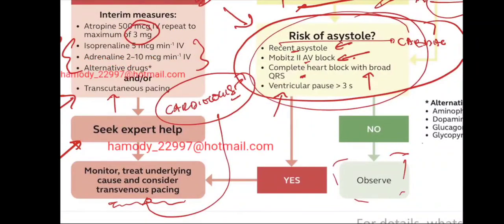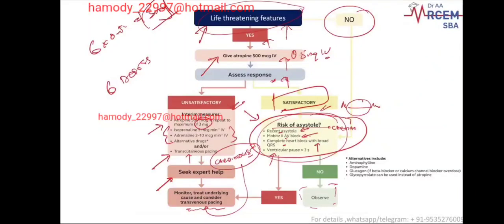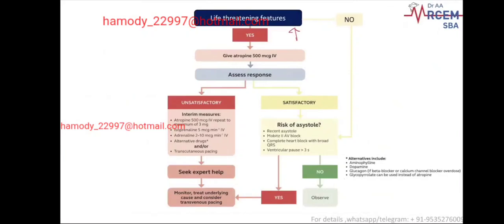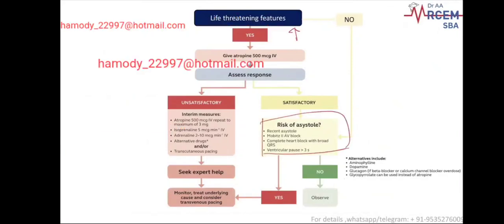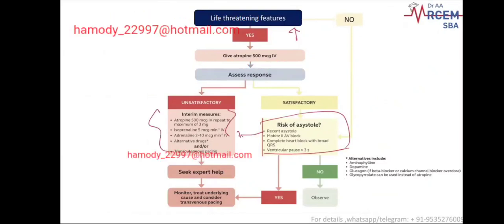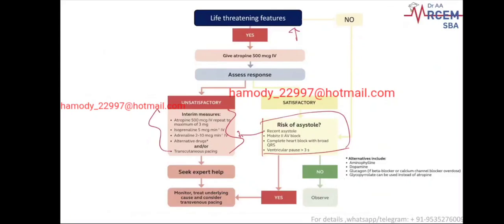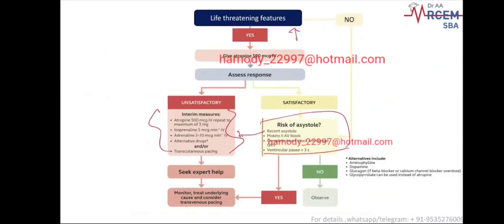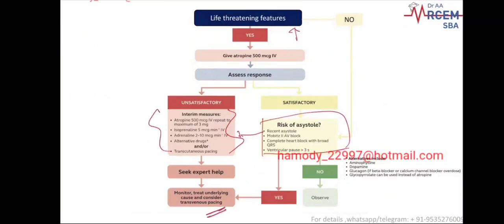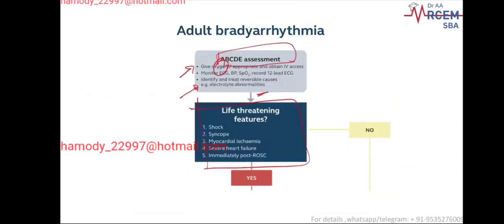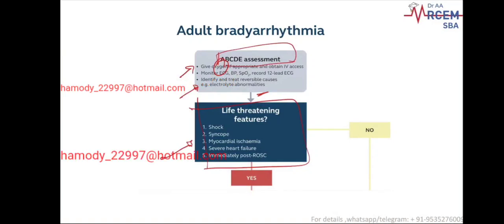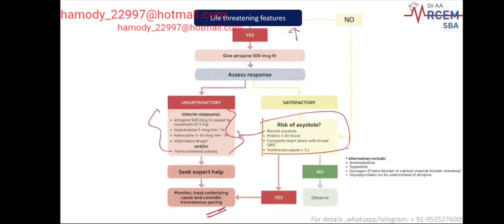The changes, to be more precise and to let you know what exactly has been changed from the previous algorithm, are here. If there are no life-threatening features, you directly assess for the risk factors of asystole. Once there is a risk factor for asystole, we used to give one of these interim measures. Now they are asking you not to give any interim measures. If there is a risk of asystole, directly seek cardiologist help and go ahead with transvenous pacing. Another change is the life-threatening features, which are the same for both tachyarrhythmias and bradyarrhythmias, and which have been changed in the 2025 Resus UK guidelines.